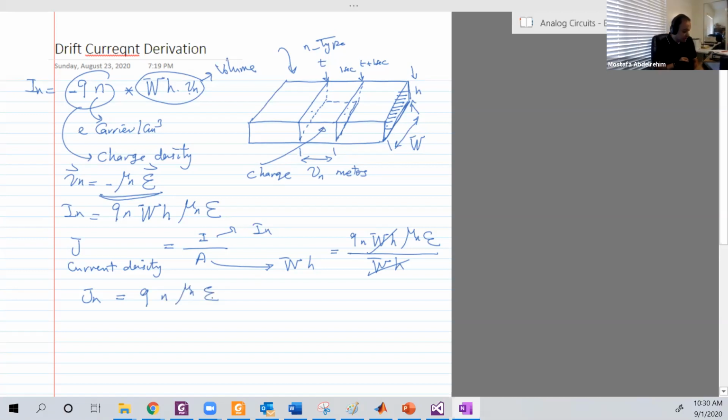That's very nice. From physics, if you studied electric field theory, you know that Jn, or J in general, equals sigma epsilon. The current density is equal to the conductivity of the material multiplied by the electric field. So this is, in that case, sigma, and specifically, it's sigma n. So Jn is equal to sigma n epsilon.